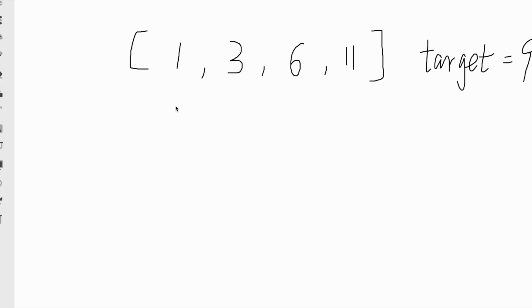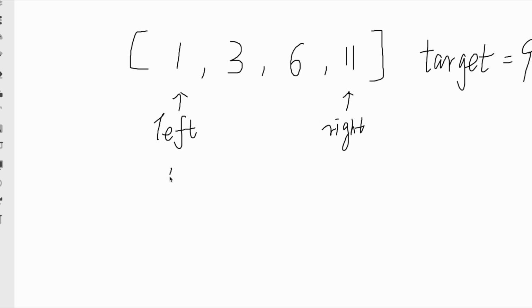Now, let's look at another example. We have an array of 1, 3, 6, 11, and the target is 9. The two-pointer technique will be a very good solution for this problem, which means we first need to initiate a left pointer and a right pointer. The left pointer should point to the smallest value, which is 1 here, and the right pointer should point to the largest value, which is 11.